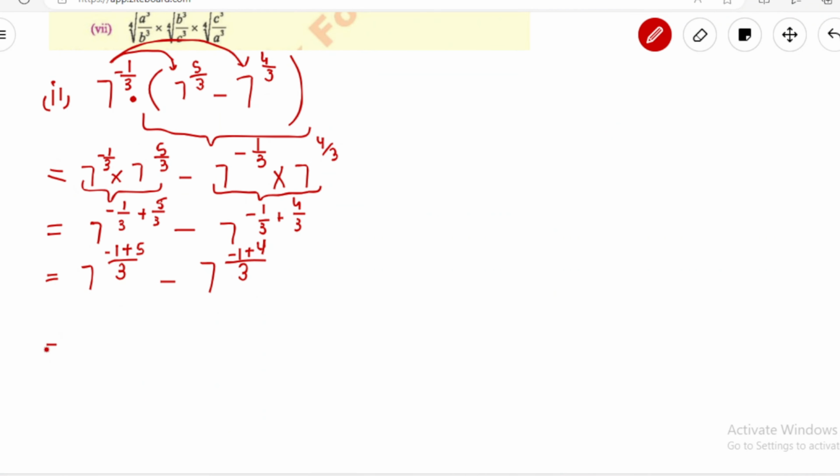Then, we do know that when you have two numbers with opposite signs, they are going to be subtracted. So 5 minus 1 is 4, and the sign of the larger value is used, which is positive, so 7 raised to the power 4 over 3, minus here again. When you have two numbers with opposite signs, they are subtracted. So 4 minus 1 is 3, and the sign of the larger value is used, which is 4, having the positive sign.